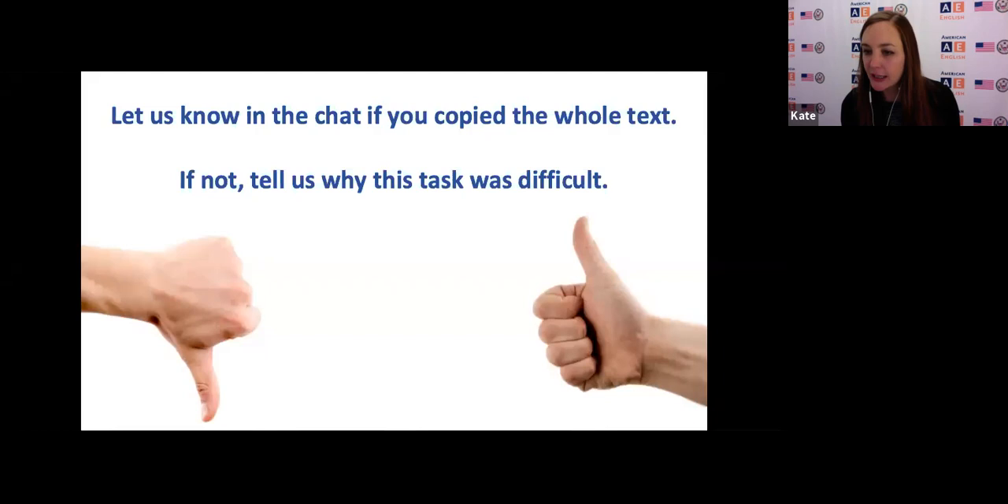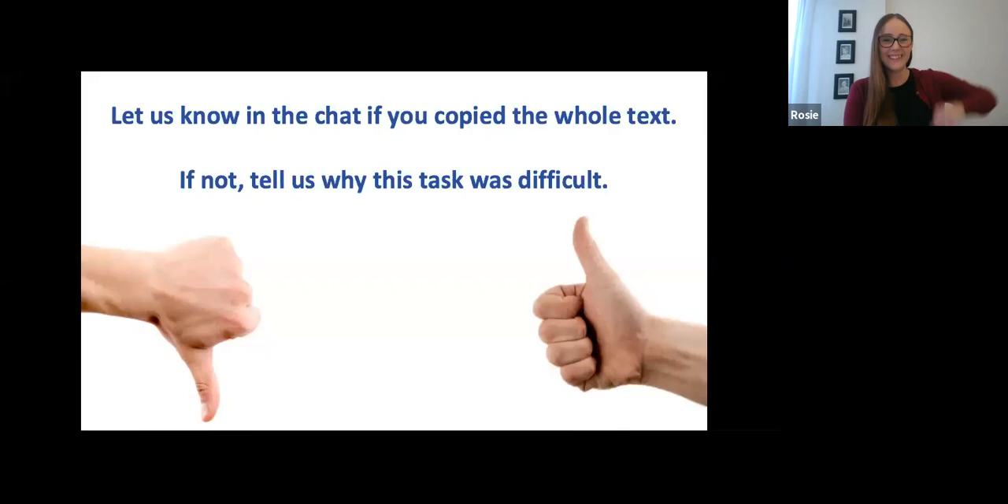Impossible. Lack of full concentration. Only two lines. Only one sentence. It was not normal for me. It was too time consuming. Thumbs down. A lot of people are like me and couldn't make it through the whole text.